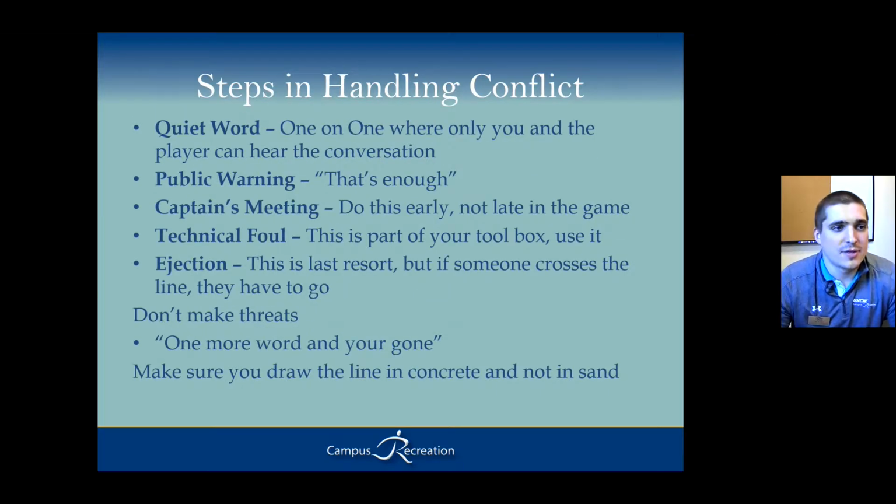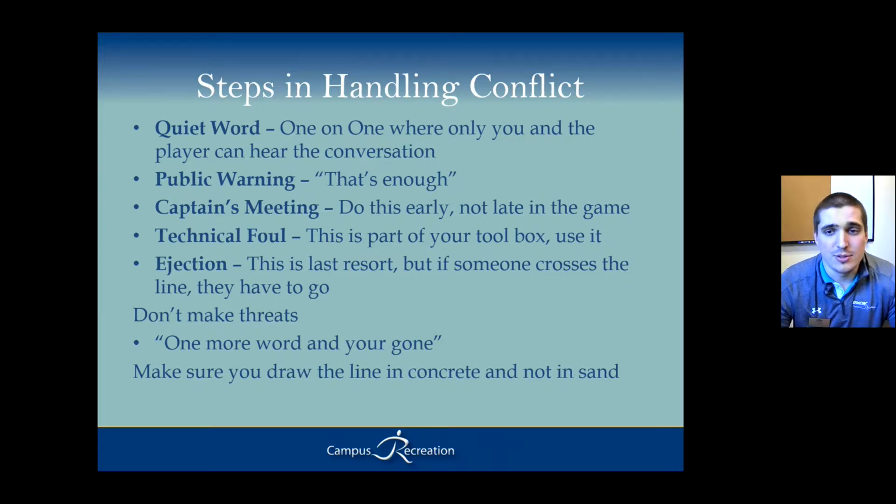So, steps in handling conflict. Quiet word. This works well in basketball. There are always stoppages in place, such as free throws, where you can pull a player who is upset aside and just have a quick conversation. Let them know what you're seeing. Ask them what they're seeing. It's going to create that rapport that's going to help you officiate and help them play the game.